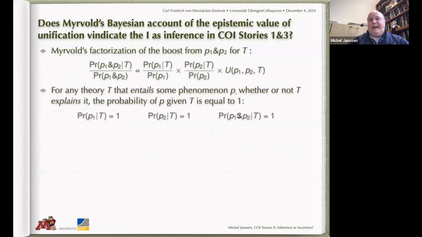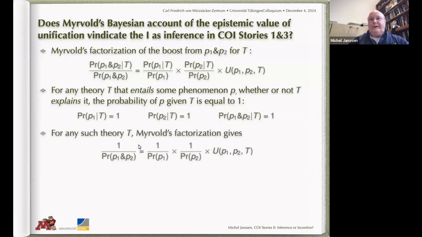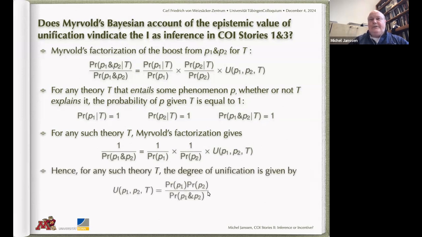And the problem is that for any theory T that entails some phenomenon P, whether or not T explains it, the probability of P given T is just equal to 1. Right? So you can just fill in: probability of P1 given T is 1, probability of P2 given T is 1, and probability of P1 and P2 given T is 1. So you fill that in above, and you see now that here is U. We can now solve for U. And you see on the right-hand side an expression. It's actually kind of mysterious. But the important point for my purpose is that T no longer appears in it, right? So the degree of unification here is the same for these two theories, right?